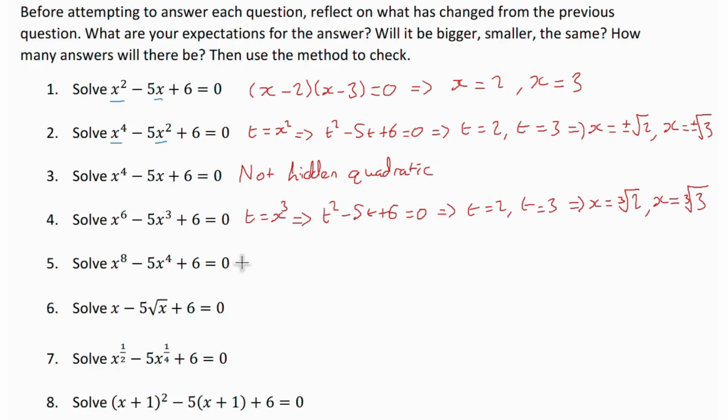Question 5, this time t is going to be equal to x to the power of 4. What do you think is going to happen in terms of the number of solutions? Without writing out all the steps, we know that t is going to be equal to 2, and t is going to be equal to 3 again, because we're going to get the same equation, which means x to the 4 is equal to 2, which means that x is equal to plus or minus the 4th root of 2, and x is equal to plus or minus the 4th root of 3.